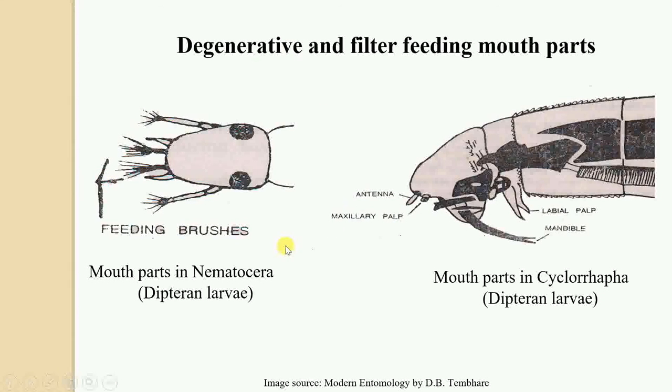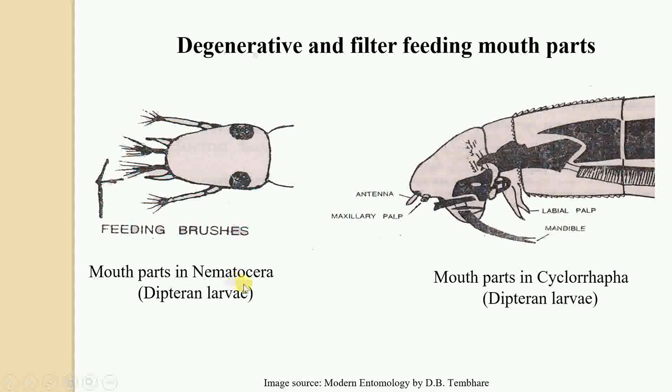So in the case of the Nematocera, the basic appendages belonging to the mouthparts are absent, and in the proximal part of their head region they are provided with a feeding brush. These feeding brushes are useful for forming a water current in which the food particles get trapped and are then sucked into the pharynx. So this is the peculiarity of the filter feeding or degenerative mouthparts in the Nematocera.